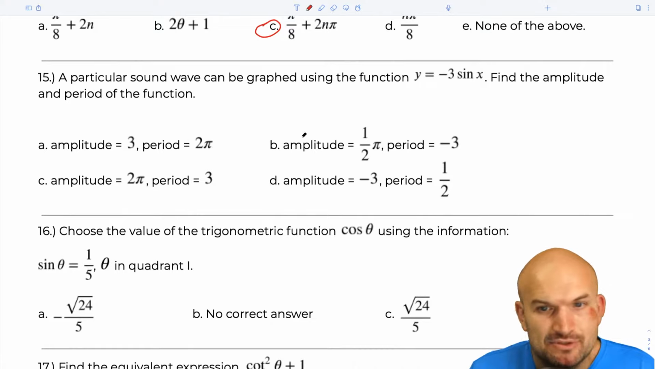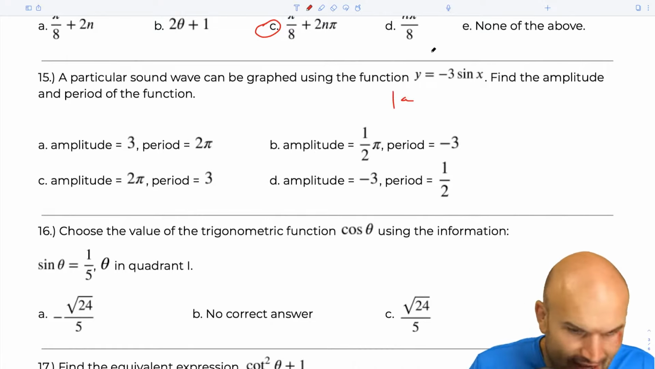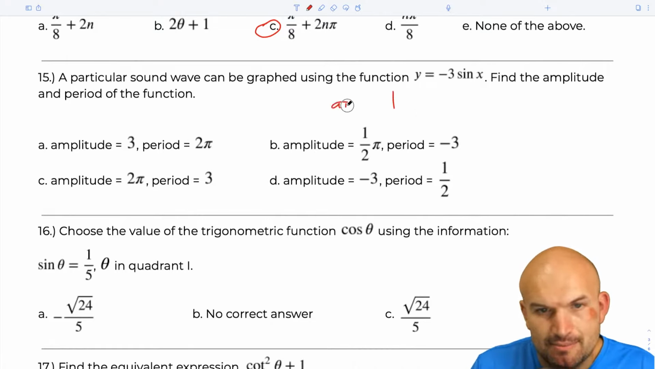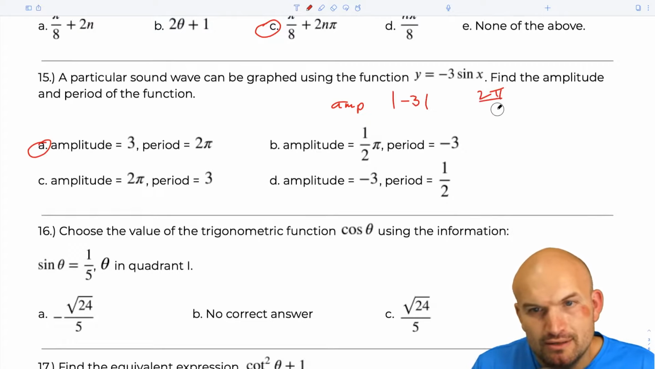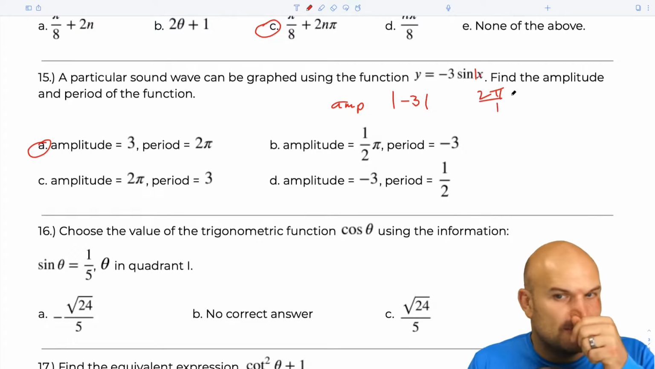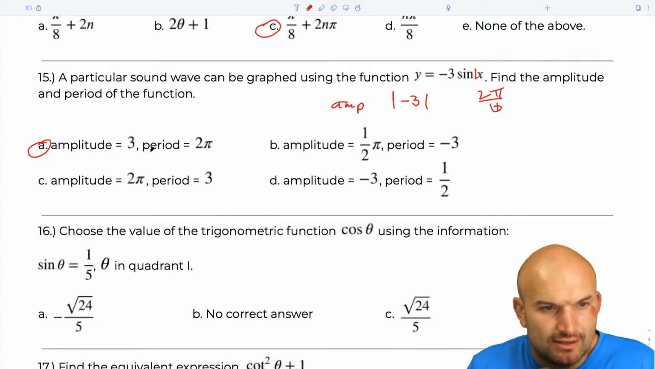Sine graph, find the amplitude. So the amplitude is the absolute value of A, so that's the absolute value of -3. The only one that has an amplitude of 3 is this one. And the period is 2 pi divided by b, which in this case is 1, so that works.